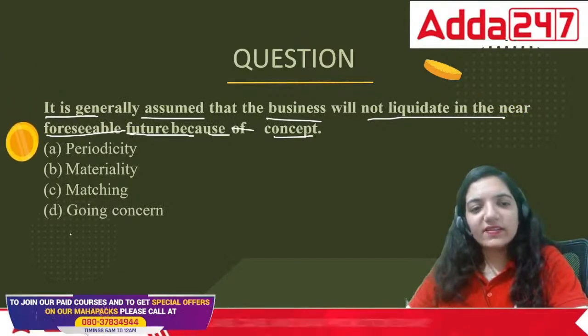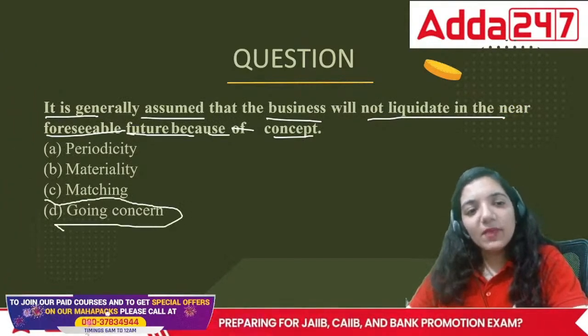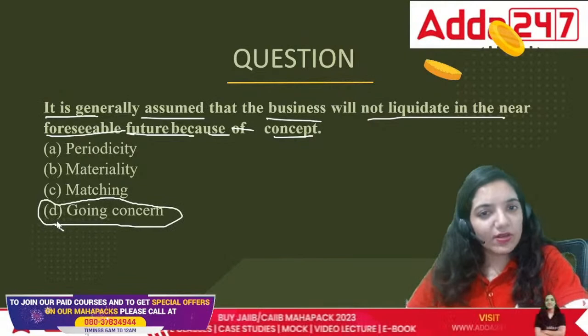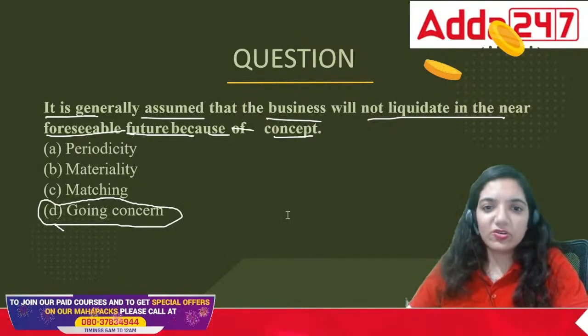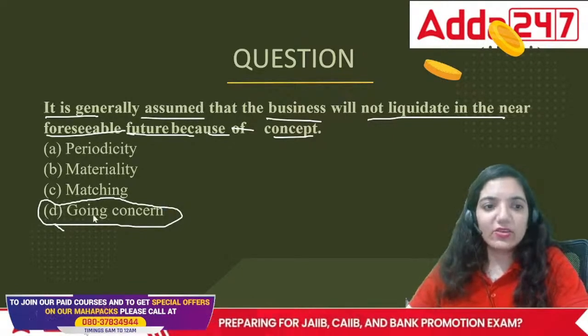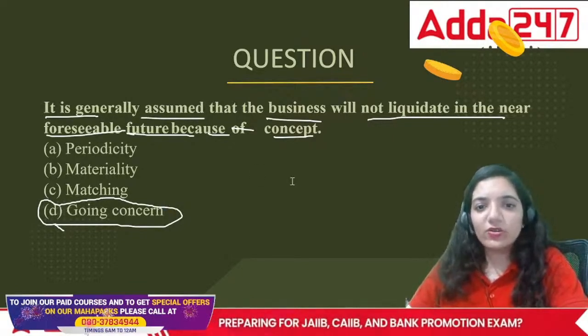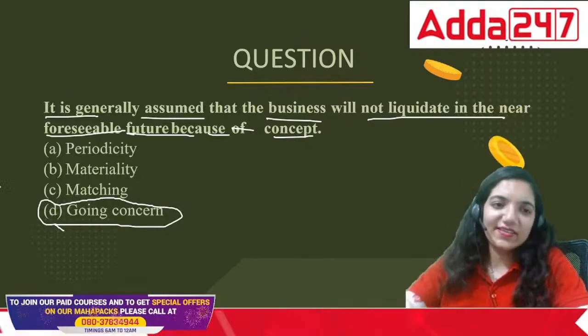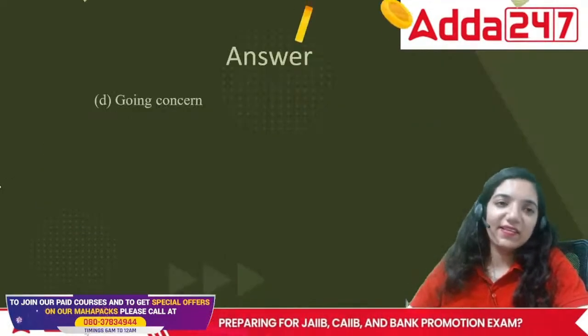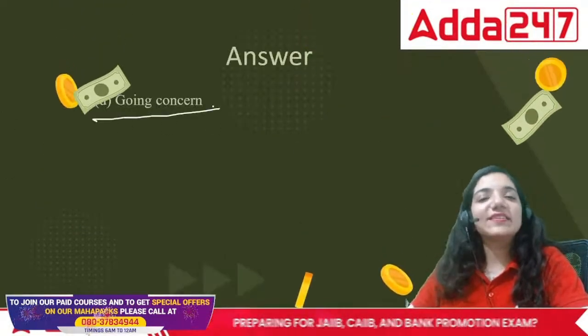In this case the correct answer would be going concern. Men may come and men may go, but the organization is here to stay. That is what this particular concept talks about. It talks about the future of the organization. So the correct answer is going concern concept.